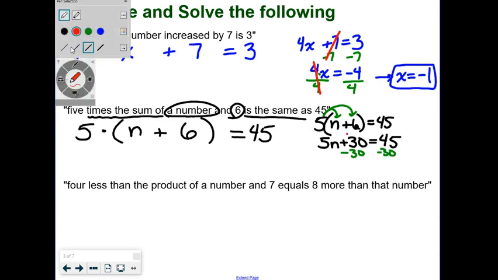And since they're inverses, they cancel. And we're left with 5n equals 45 minus 30 is 15. And that is multiplication, right? 5 times n there. So the inverse of multiplication is division. And the inverses undo each other there. And then we just get n equals, well, 15 divided by 5 is 3.